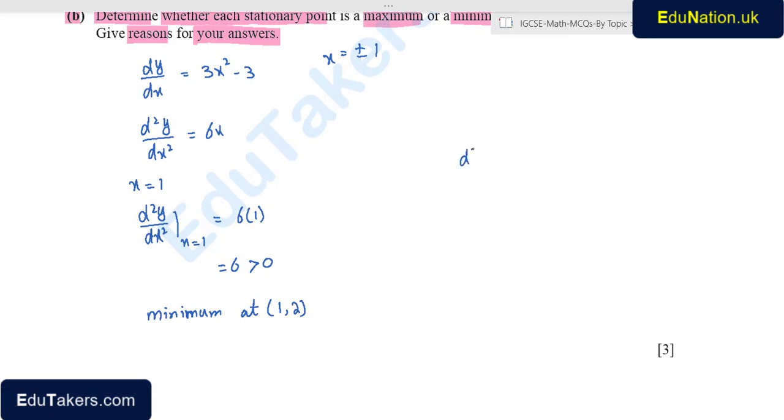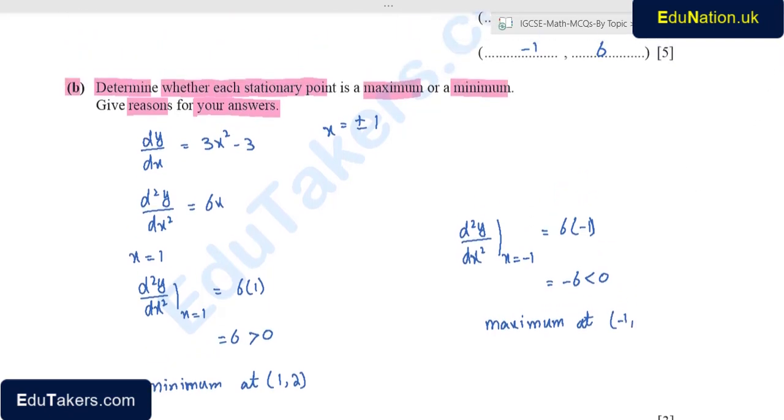Now the second derivative at x is equal to minus 1. This will be negative 6, which is less than 0. Since this is negative, so maximum at this point. Maximum at minus 1, 6.